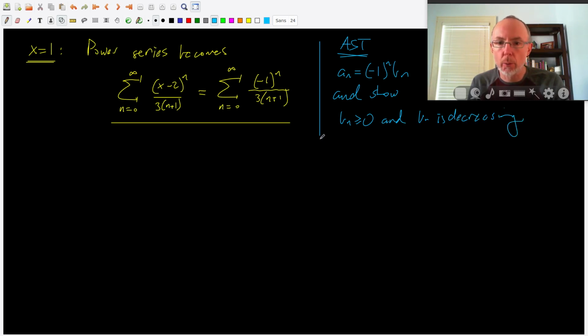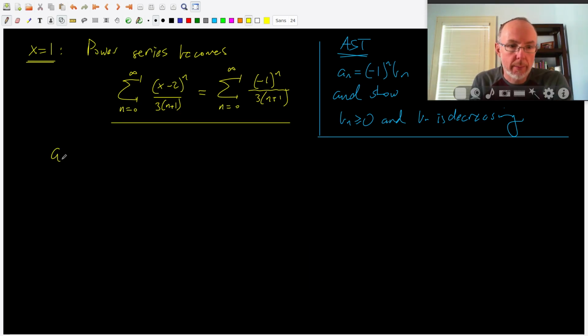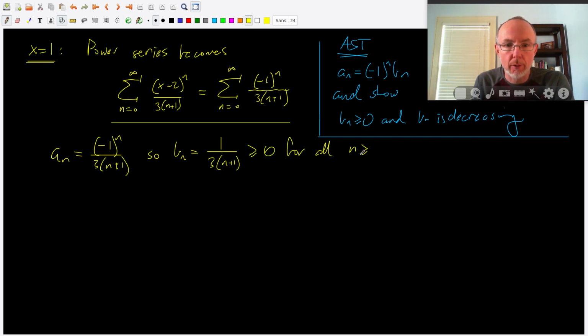And as long as those two things are true, then the alternating series converges. So in this example, a sub n is minus 1 to the power of n over 3 times n plus 1. And so the positive piece of that is just 1 over 3 times n plus 1. And that's clearly greater than or equal to 0 for all of the n's we care about, certainly, for all n greater than or equal to 0.